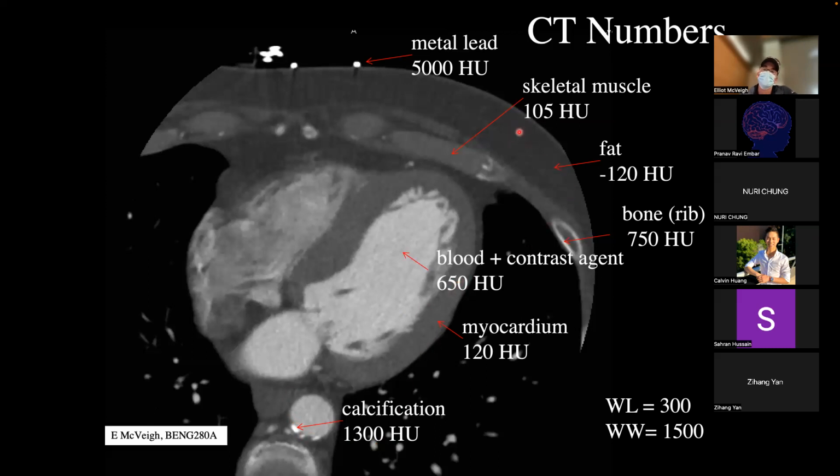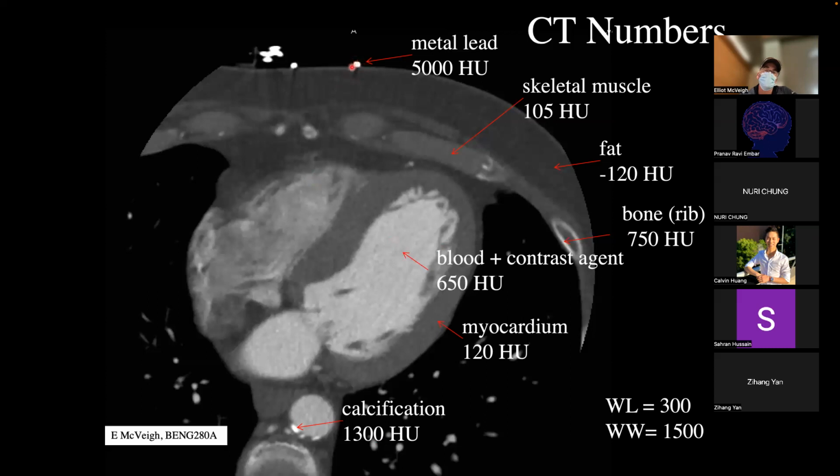Fat, this is subcutaneous fat here, is -120. So it does not attenuate as much as water, right? A little bit less than water. Bone is 750, etc. So that gives you an idea of the sort of scale of these things.